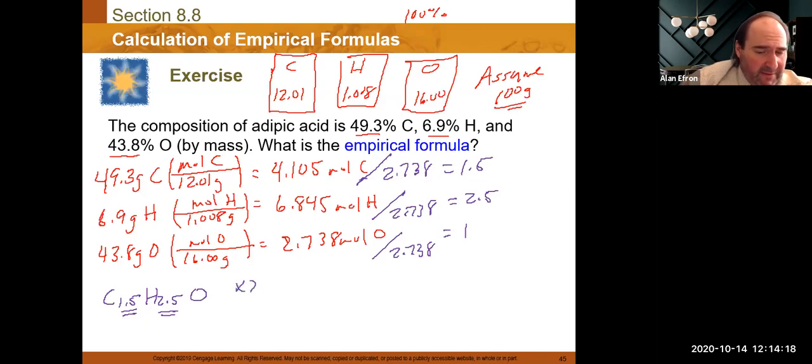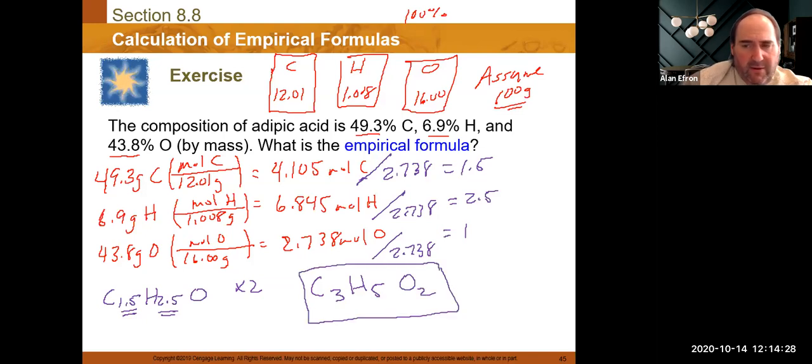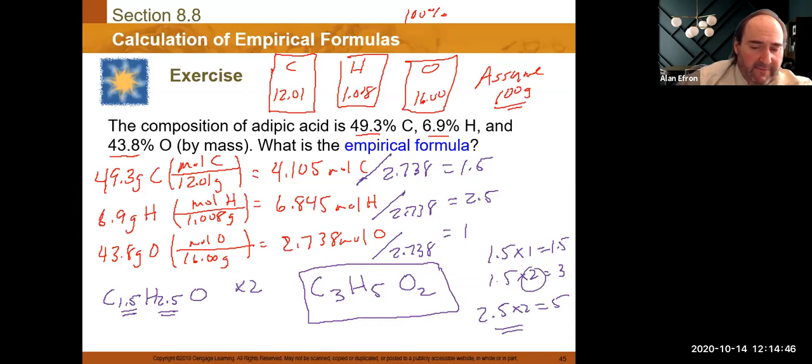So if we multiply everybody by 2, we would end up with C3H5O2 as our empirical formula. And again, that's basically 1.5 times 2 is 3, and 2.5 times 2 also works to get us a whole number. So that factor of 2 is what we want to multiply by to get our whole numbers, and this would be our correct empirical formula.